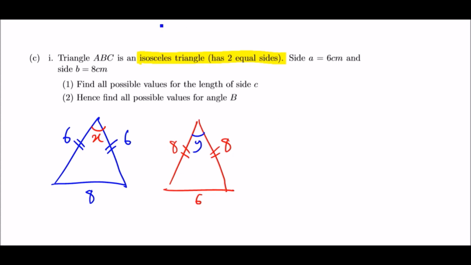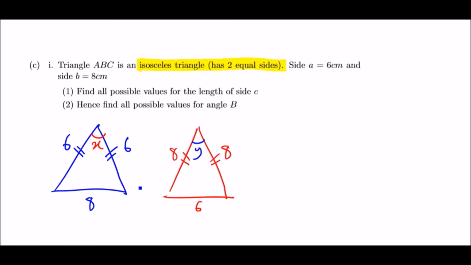Now, in order to do this, we need to use the cosine rule. Okay, so the cosine rule states this. So let me write this down. It states that the general formula is a squared must be equal to b squared plus c squared minus 2bc times cos A.